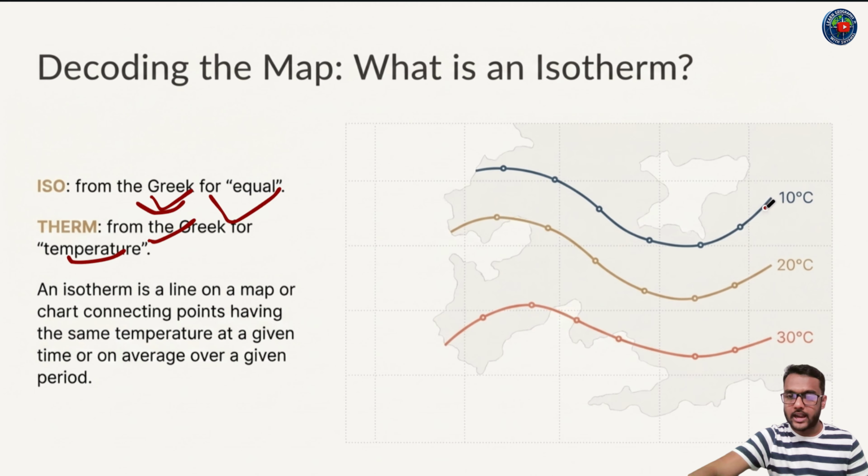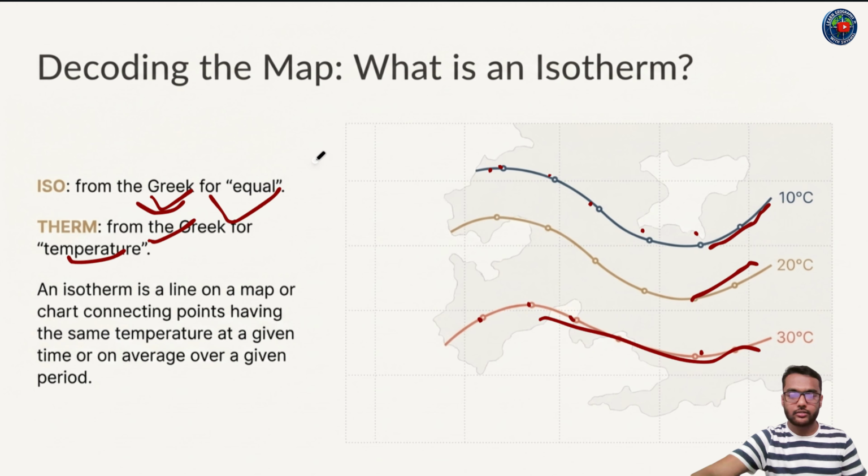This is the line of the 10 degrees Celsius isotherm. 20 degrees Celsius isotherm, this is the line. And this is the line of the 30 degrees Celsius isotherm. That means all points on this line have 10 degrees Celsius temperature. Similarly, all points on this line have 30 degrees Celsius. This line is called an isotherm.